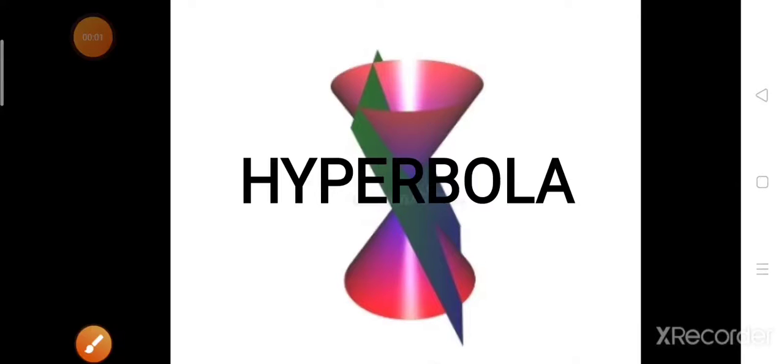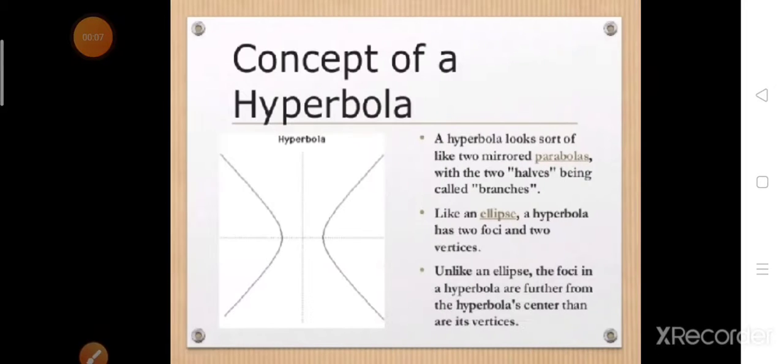Okay, for today's video, I am going to discuss the hyperbola. A hyperbola looks sort of like two mirrored parabolas, with the two halves being called branches. Like an ellipse, a hyperbola has two foci and two vertices. Unlike an ellipse, the foci in a hyperbola are farther from the hyperbola center than its vertices.